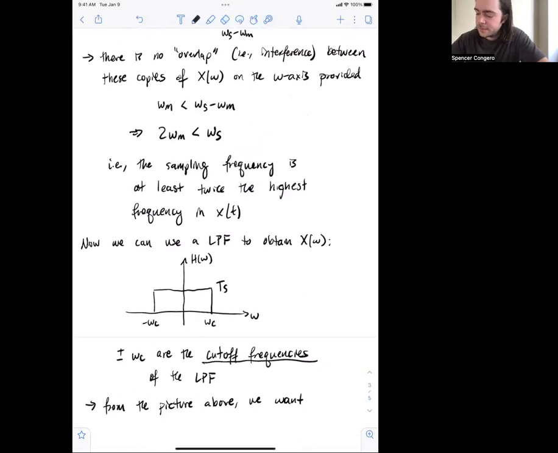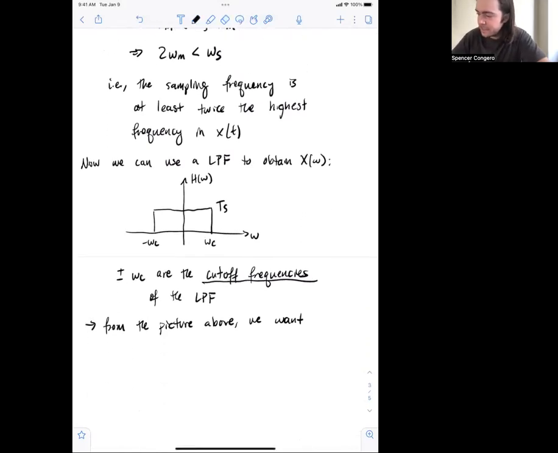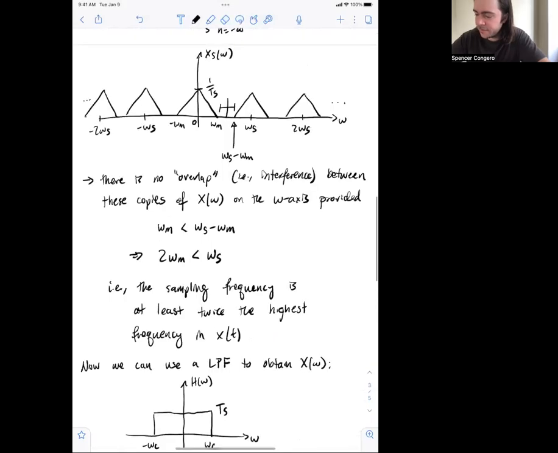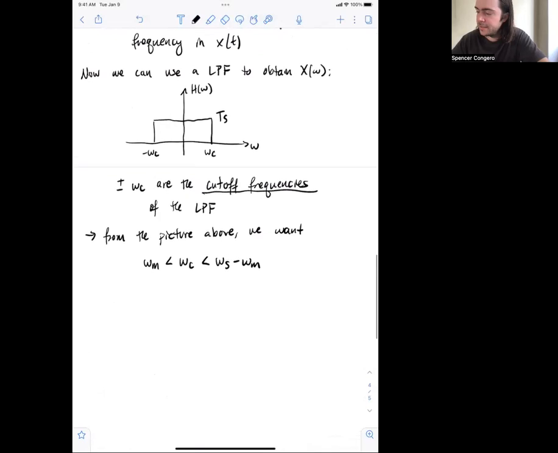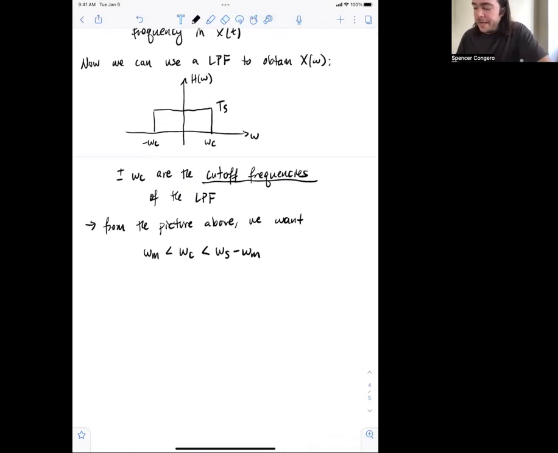Okay. So what do we want? Well, it's just what I just said. We just want omega sub m to be less than omega sub c, less than omega sub s minus omega m. Okay, we just want to make sure the right-hand side falls somewhere in there. All right, so that's good.